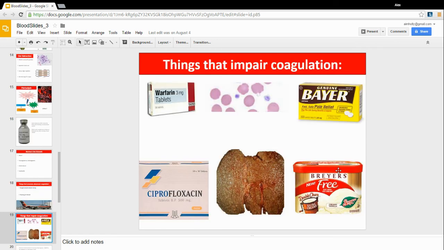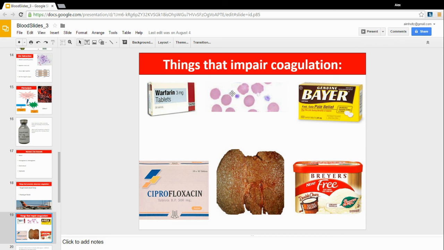All right. Some more situations that impair coagulation. Let's start up here with an anticoagulant drug. This drug is, and you may have heard of it, warfarin, I don't even know how to pronounce it. It is a vitamin K blocker. So it prevents the liver from using vitamin K in order to make the necessary clotting factors.